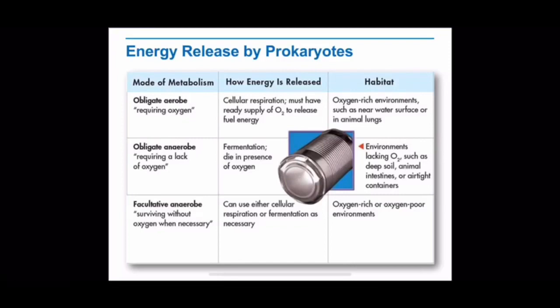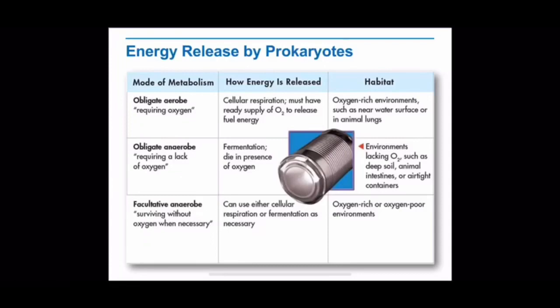1, an obligate aerobe. It requires oxygen, and how it's released is by cellular respiration. It must have a ready supply of O2 to release fuel energy. And their habitat must be oxygen-rich environments, such as near the water surface or in animal lungs.